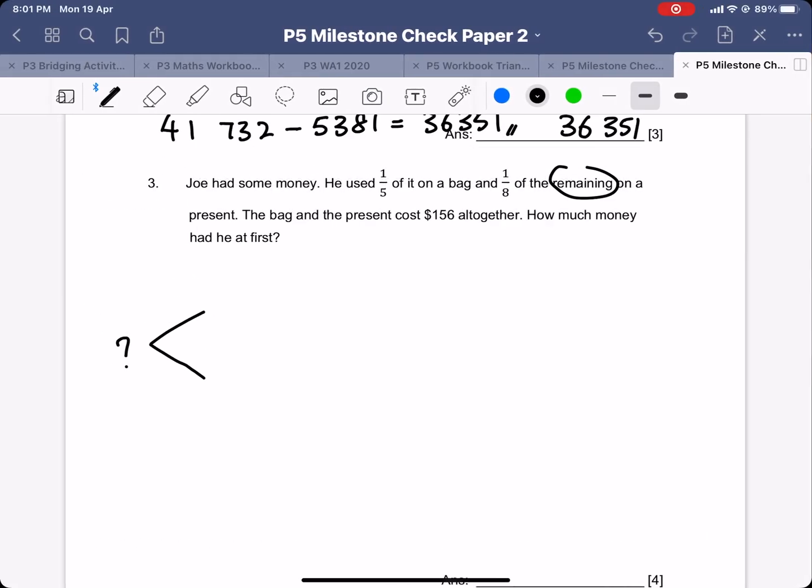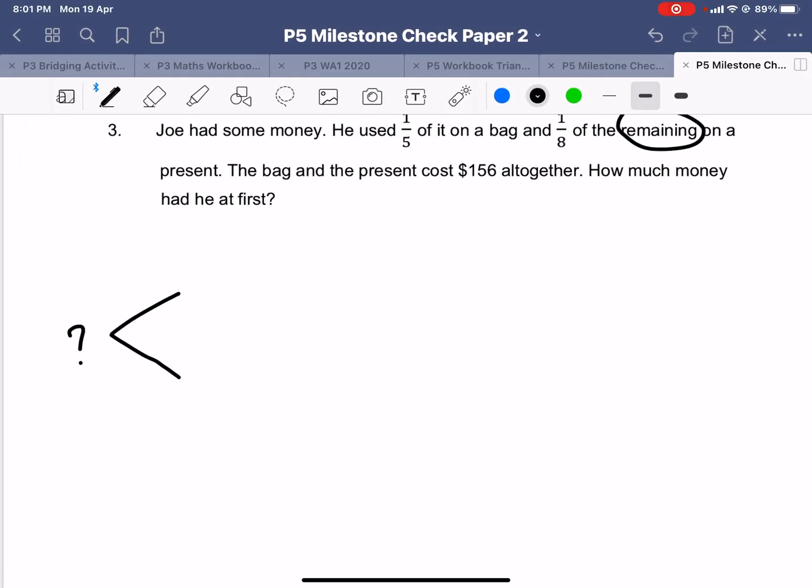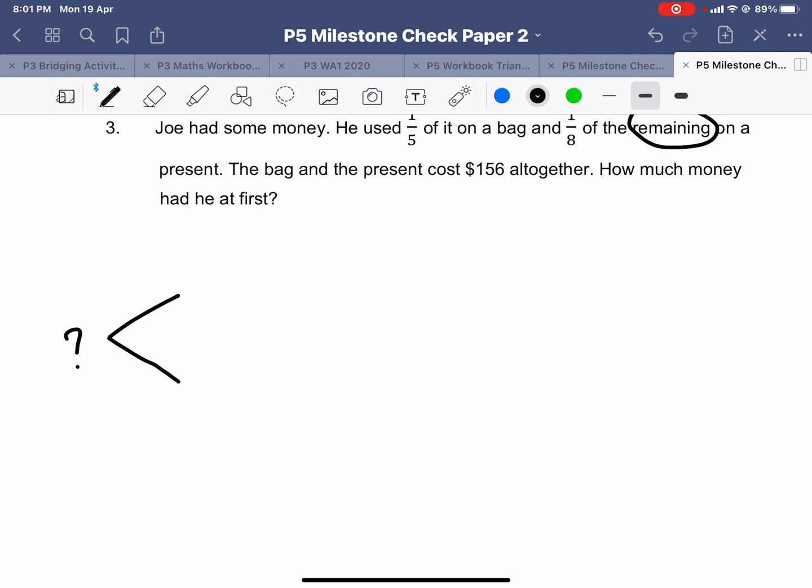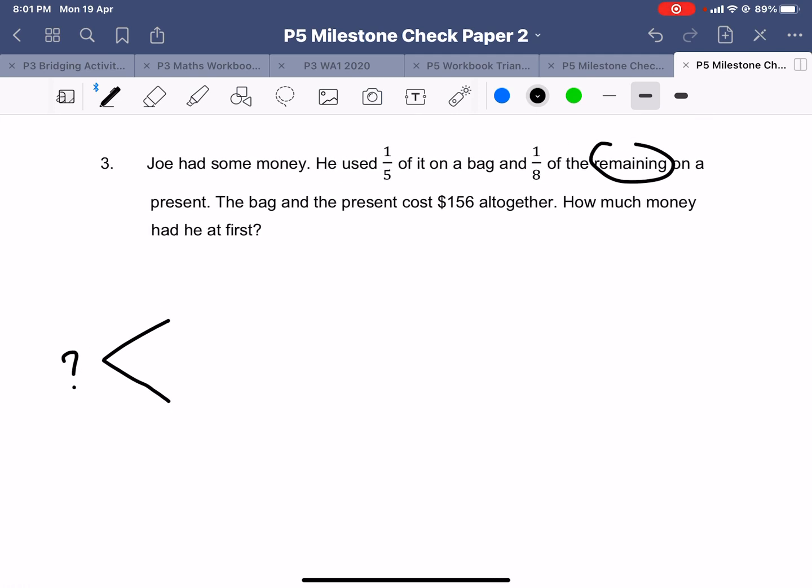Okay, now to make the video shorter, let me just go straight back into the question. Joe had some money. He used 1/5 of it. So let's branch out already. Let's start the branch and name it. This 1/5 is called the back. Now, if you have already spent one part out of the 5 parts on the back, this will leave you with 4 parts, and let's just call it remaining.